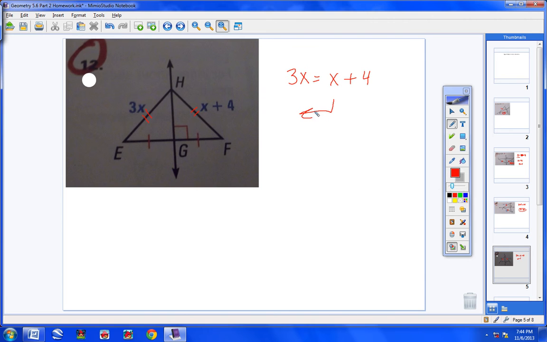Now bring your x over and make it a negative x, and when you do that, of course, this x is gone, and 3x minus 1x is 2x. Bring down your 4, divide both sides by 2, and x equals 2. Now that's all they want us to do, is just simply find the value of x, so x equals 2.